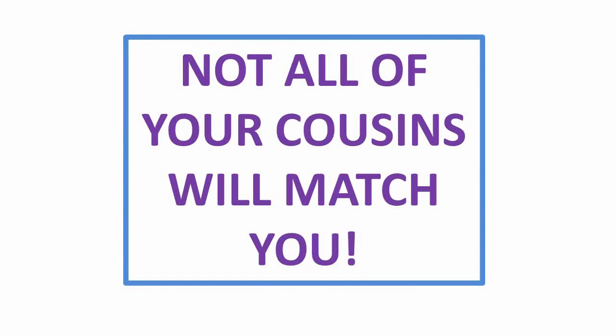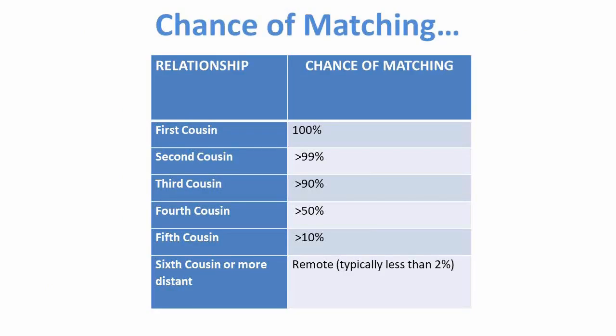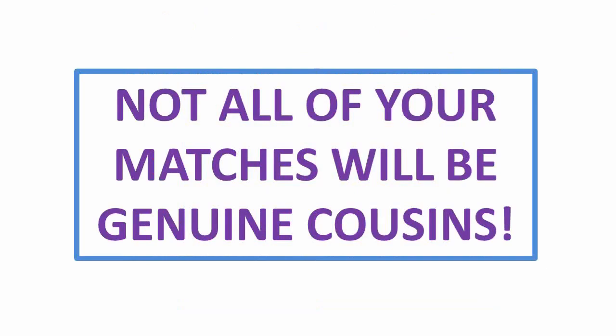Not all of your cousins will match you. This is something you need to understand. If a first cousin tests or a second cousin tests or anyone closer than a second cousin, the chance of them matching you is 100%. If someone second cousin or closer doesn't match you, then you're in trouble. However, if a third cousin doesn't match you, well, there's a 10% chance they won't. If a fourth cousin doesn't match you, that's perfectly normal. It's about 50-50 as to whether they will, and only about 2% of sixth cousins or more distant will match you. But of course, we all have many thousands more of them than we do first and second cousins.